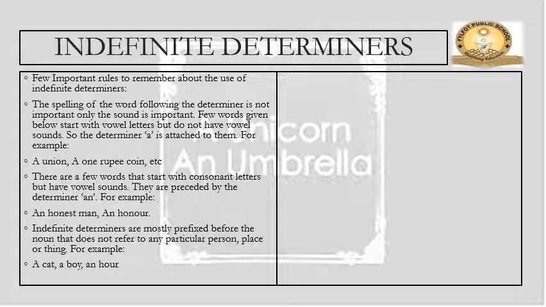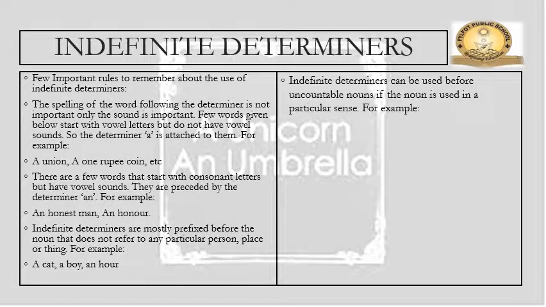Now, indefinite determiners can be used before uncountable nouns also, but under special conditions. What is the special condition? It is when the noun is used in a particular sense. For example, I always have a tea after my lunch. So here, a sense is given to the noun, that a tea is had only after the lunch. Then, she is a great pianist. Okay.